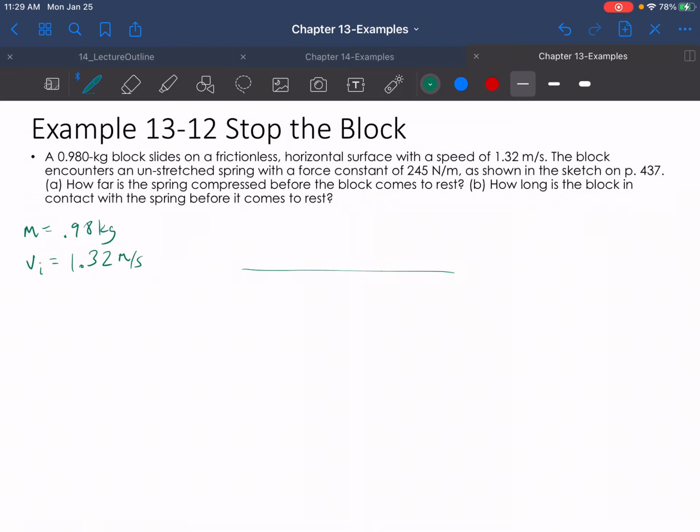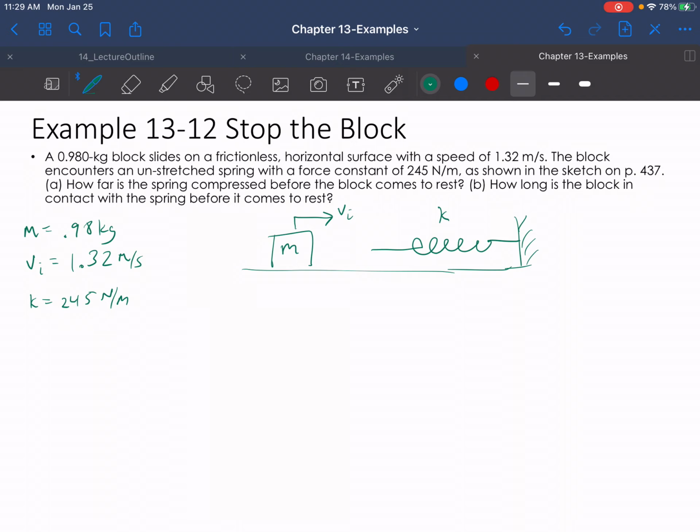So we've got a frictionless surface and we have a block, mass M, sliding with speed VI, and it encounters an unstretched spring. So we have a spring here, and the spring's attached to some wall over here with a force constant K, which we'll say K is 245 newtons per meter.